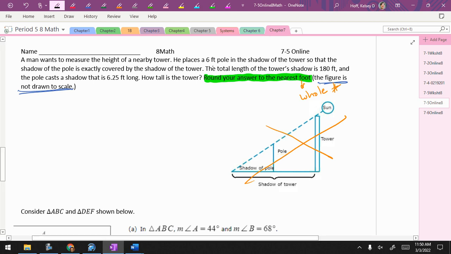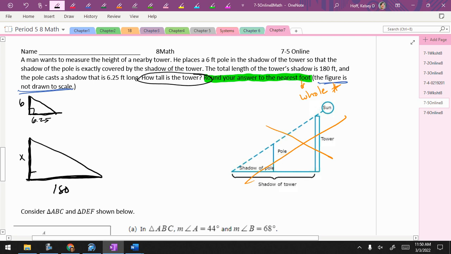Okay, so I have a 6-foot pole in the ground. How tall is it? 6 foot. And it shadows on the ground. How long is its shadow? 6.25, right? And then they said there's a tower. How tall is the tower? We don't know. That's what they're asking us. Very good. So let's make that X. How long is the tower's shadow? Very good. 180.